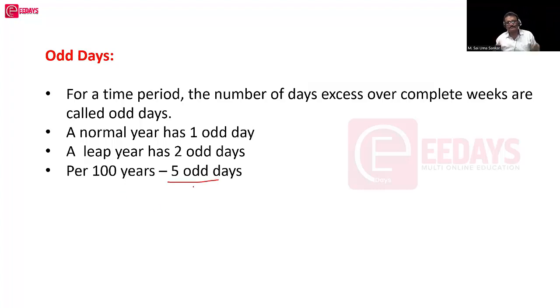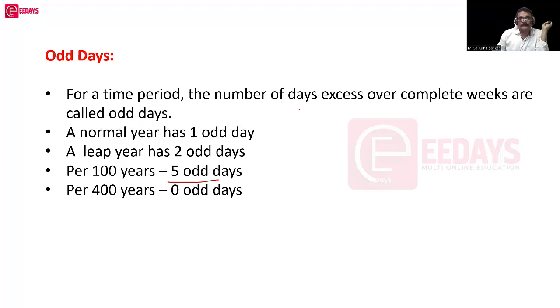Here, no need to explain how to get 5 odd days. Why? Because in any examination, you need to solve the date and the day of that month. So, no need to find how to get 5 odd days per 100 years, because this is a very lengthy concept. Okay. Next, for every 400 years, odd days are 0.